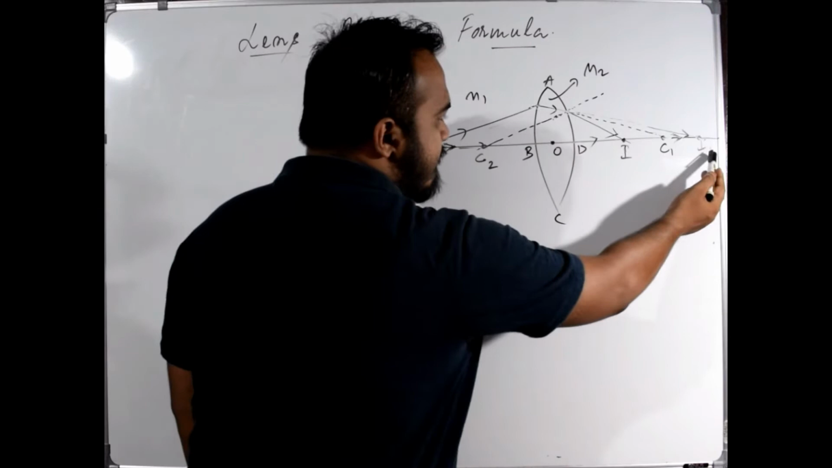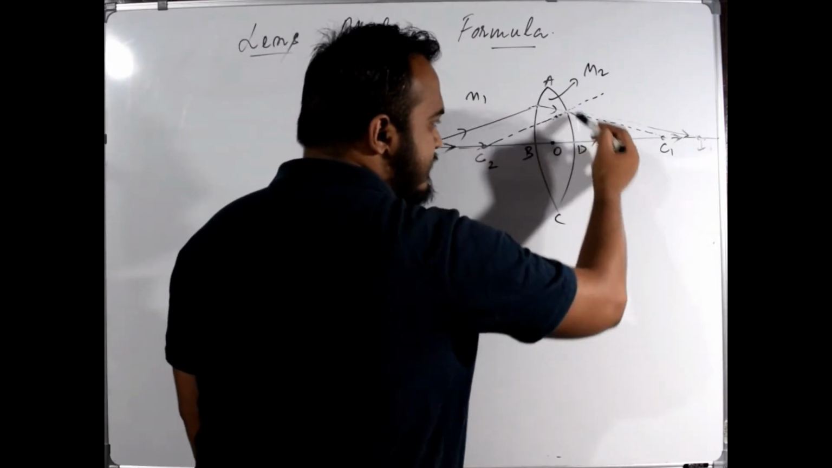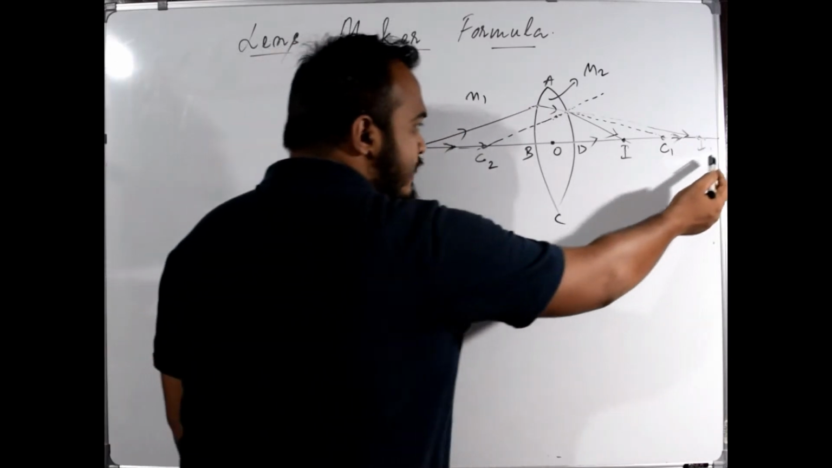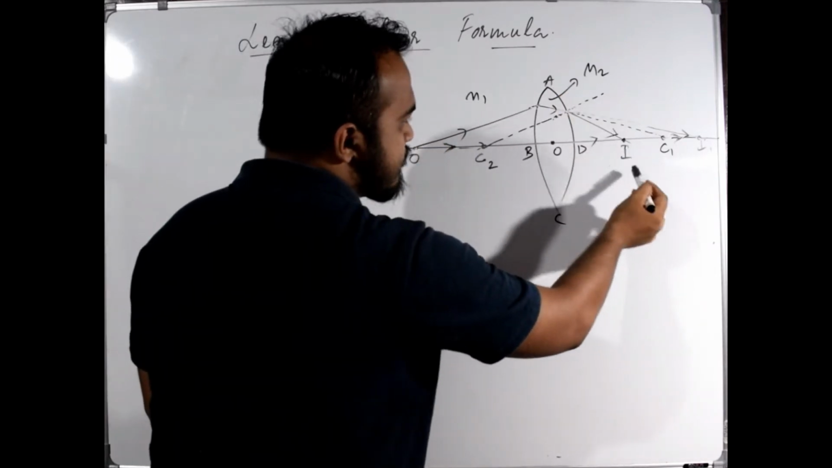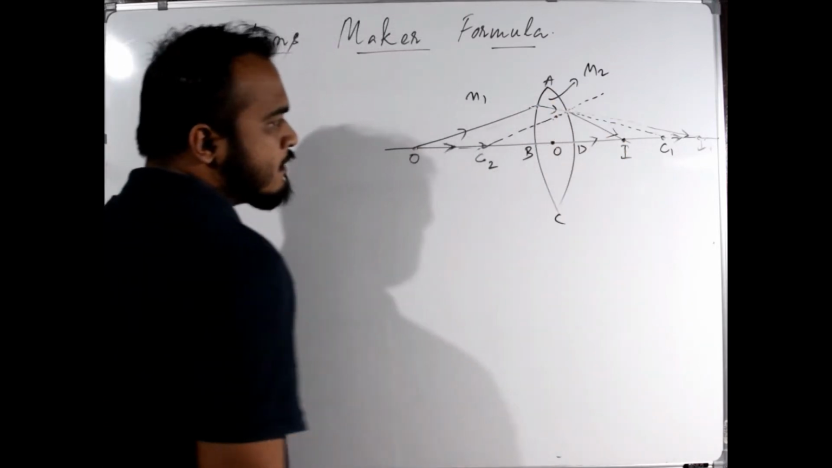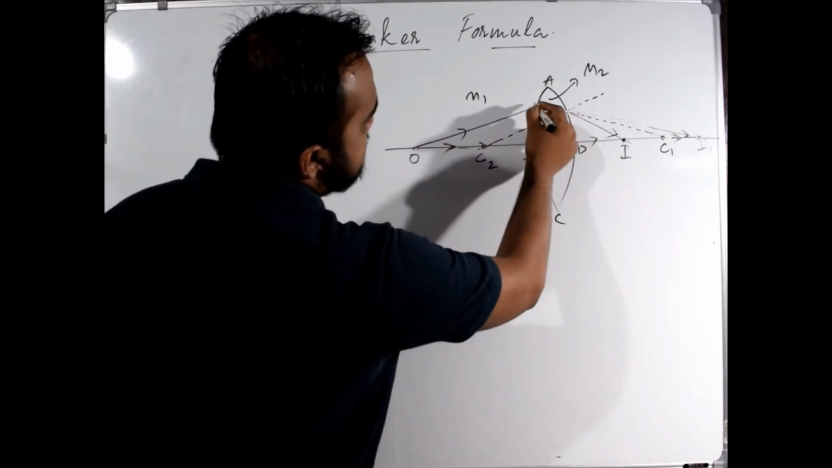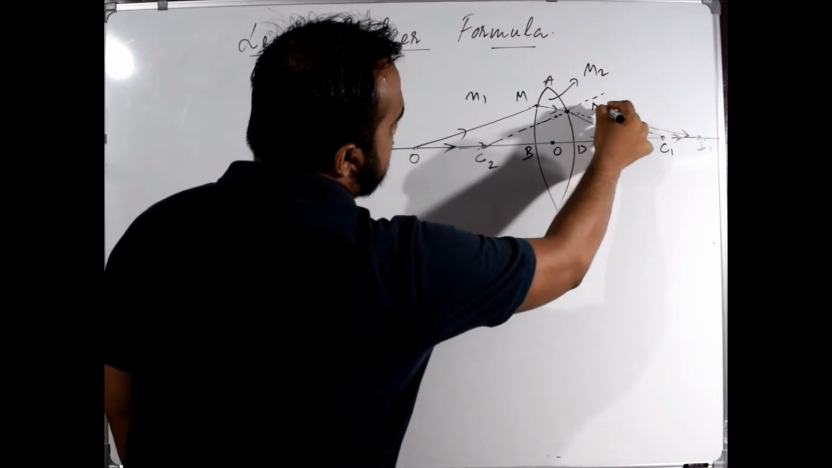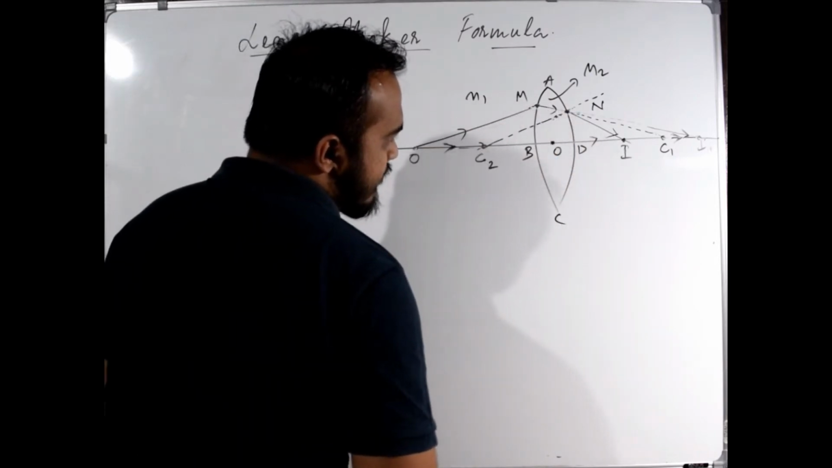So I1 is the image if the surface ADC is not present. If the surface ADC was not present, then I1 would have been present. That is, I1 will be the image if the surface ADC is not present, and I is the image if the surface ADC is present, that is, both the surfaces are present. Let us say this point to be M, and this point to be N.